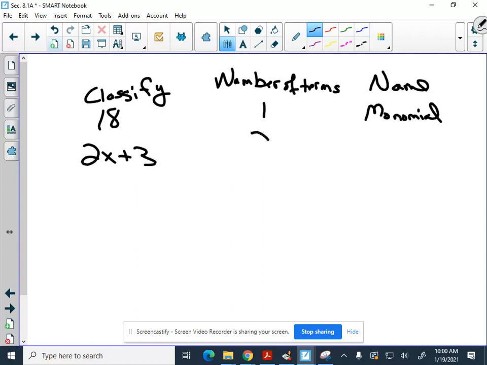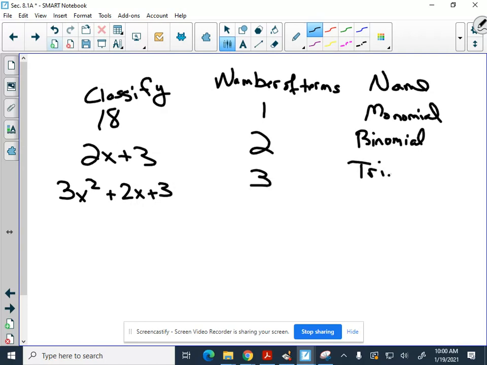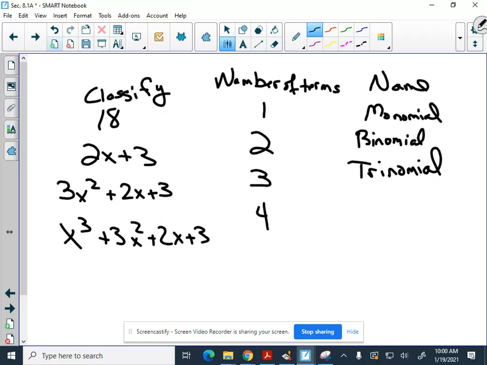2x plus 3 has 2 terms. What do we call that? Binomial. 3x squared plus 2x plus 3 has 3 terms called a trinomial. When we get over 3, we get lazy. We just call it a polynomial at that point.